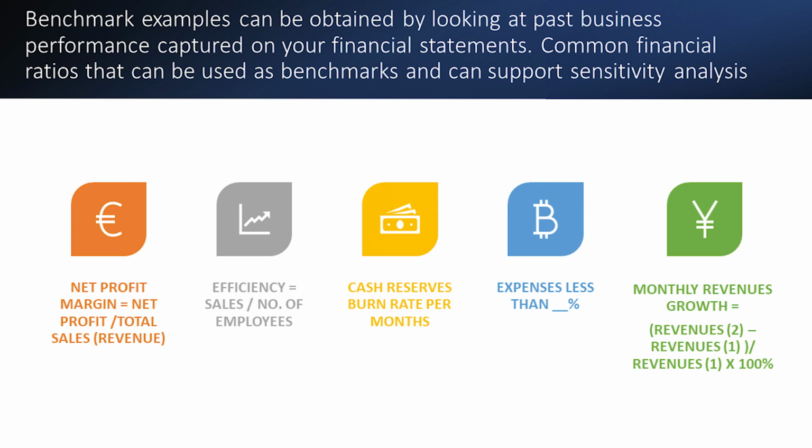Here are some specific examples of what we call quantitative benchmarks that I can use. Let's start off with the item to the left. I can look at what they call net profit margin. That's how profitable I am, and I can actually calculate that number. That is profit divided by sales. So I take that profit number off my income statement and I divide it by the sales for that year, and that gives me profit margin.